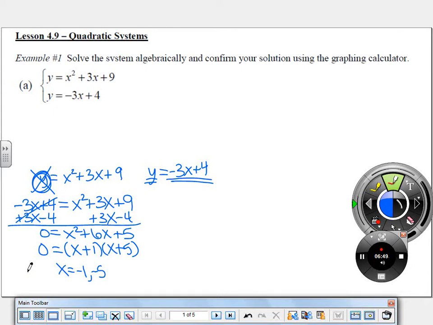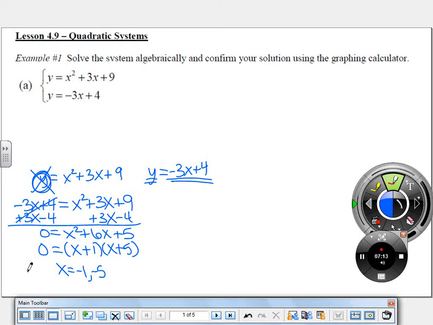Good. We have to plug x values back in to get y values. And how many x values do we have? 2. Now, with lines, this never happened because what was the maximum amount of times 2 lines could cross? Well, 1 or infinitely many if they sat right on top of each other, right? But there wasn't kind of this option of 2 because we couldn't bend the line or else it was no longer a line.